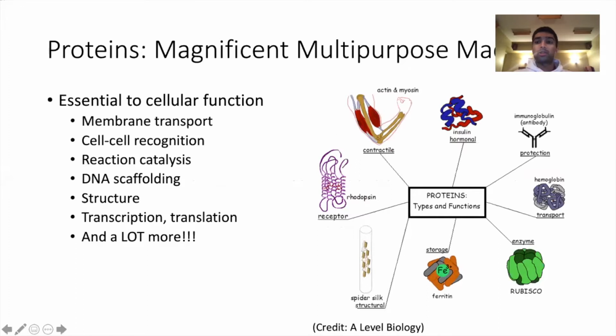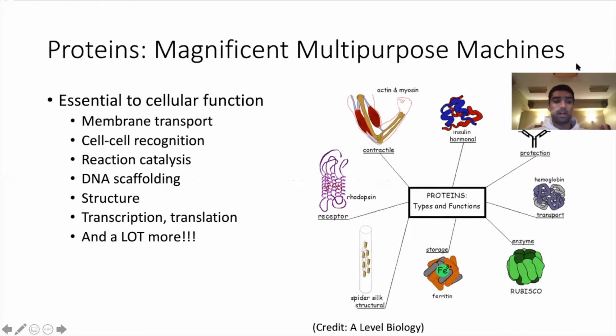So proteins, in my view, are magnificent multi-purpose machines. They are essential to cellular function for a bunch of things, from membrane transport to cell-to-cell recognition, which is, cells have proteins on their outsides, and those proteins connect to each other and recognize each other. That's how your immune cells actually recognize antigens from invading viruses, like the coronavirus, for example.